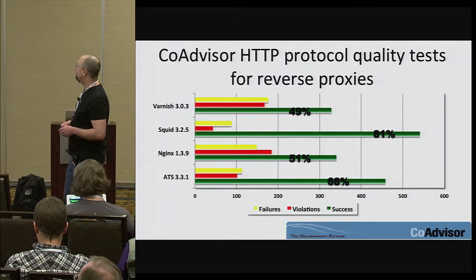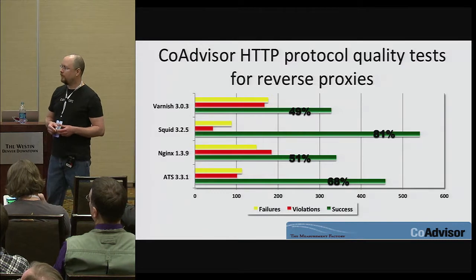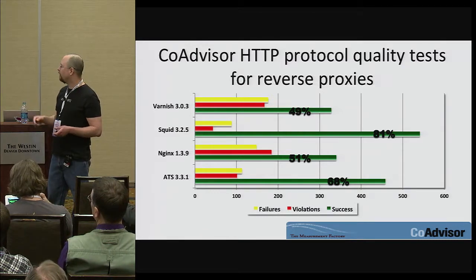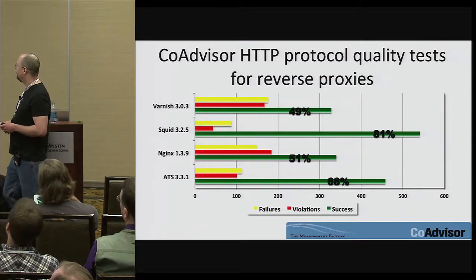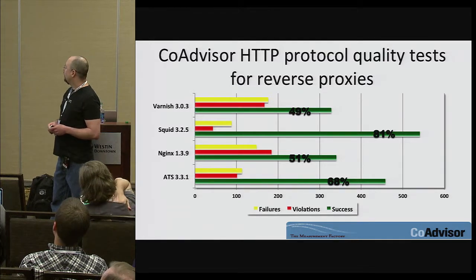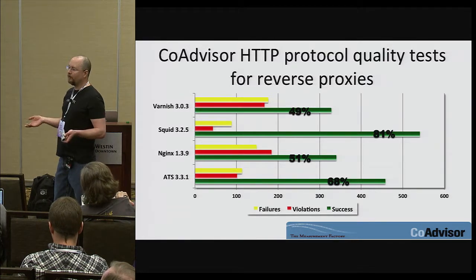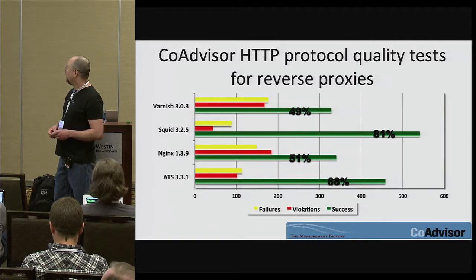So here are some Co-Advisor reports. I tried to do HTTPD with mod_proxy and mod_cache yesterday, but we were having some issues, so unfortunately those aren't in this slide. I can update it when I get those numbers. But in this case, you can see Squid. It's been around for a long time. They support HTTP 1.1 very well, and then ATS, and then Varnish, and then Nginx.